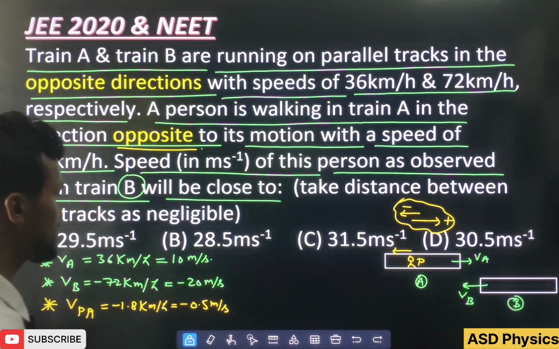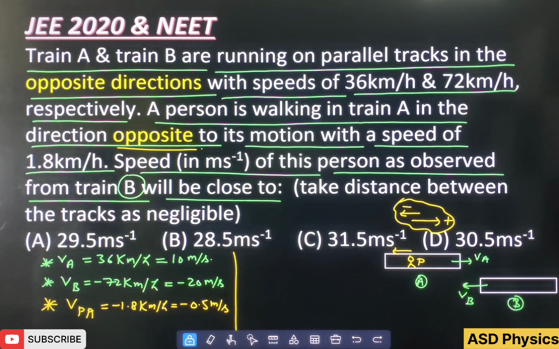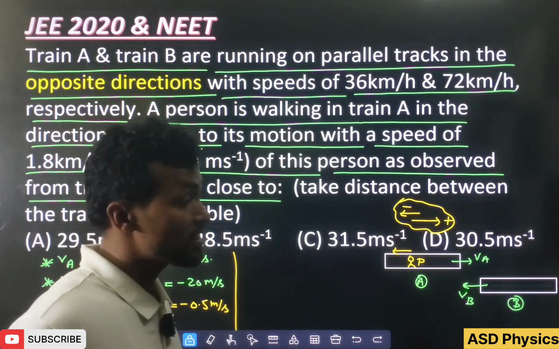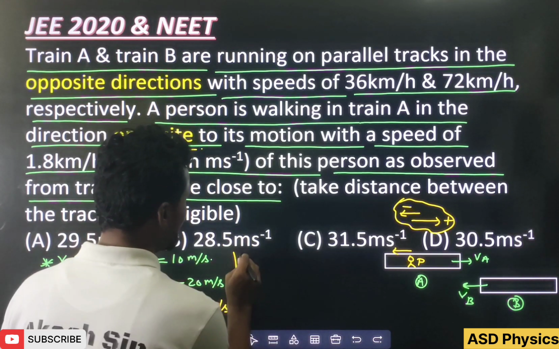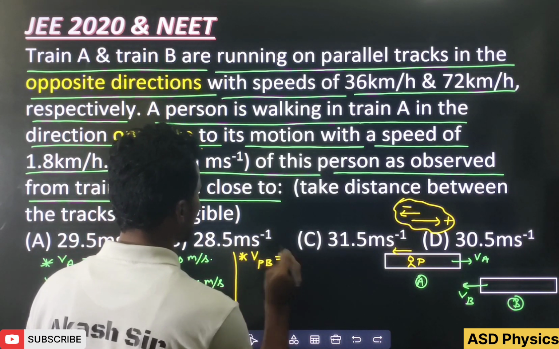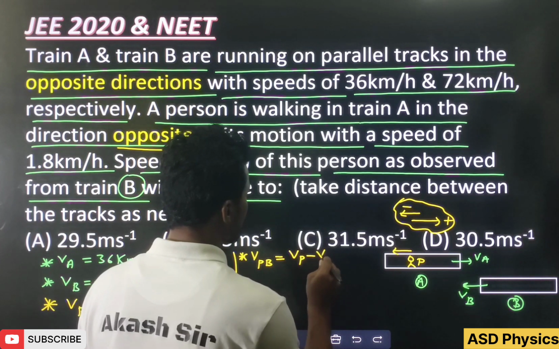Okay, all this data is ready now. Now we have to calculate the speed of this person as observed by train B. That means who is the observer? The train B, or the passenger sitting in train B, is the observer. So what we can tell here is that the velocity of the person with respect to train B is given by Vp minus Vb.